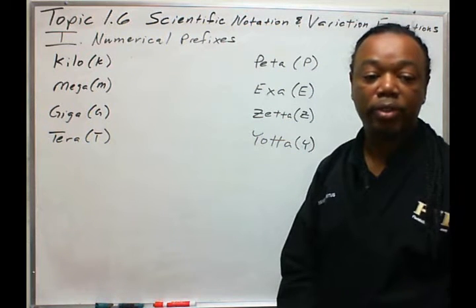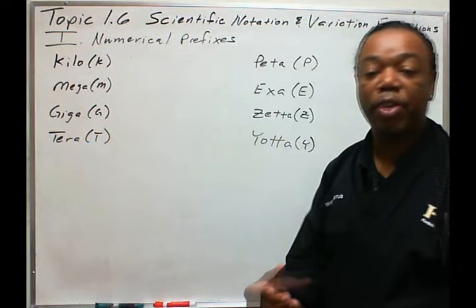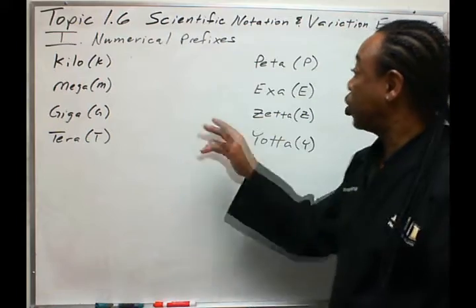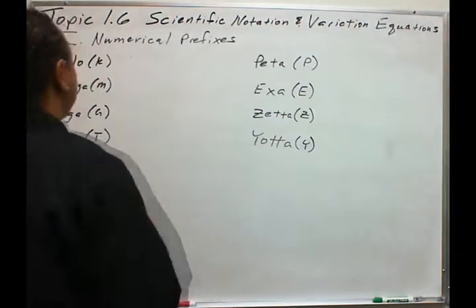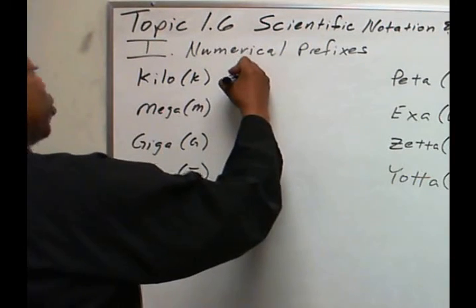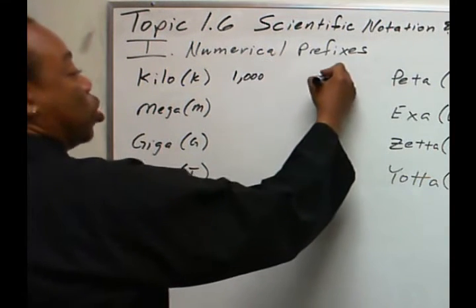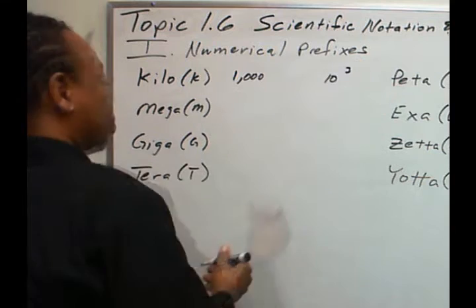Topic 1.6, scientific notation and variation equations. Let's start with numerical prefixes. First, the kilo. The kilo stands for 1,000, or we can say 10 to the third power.